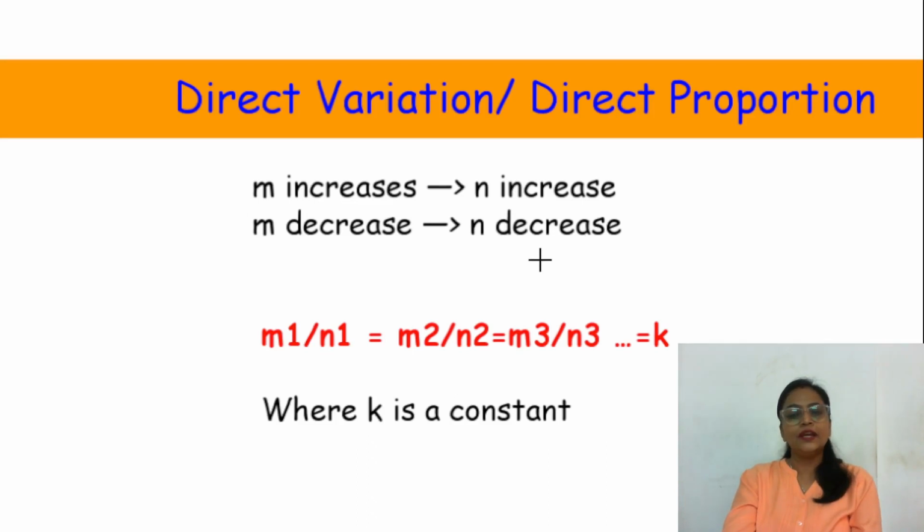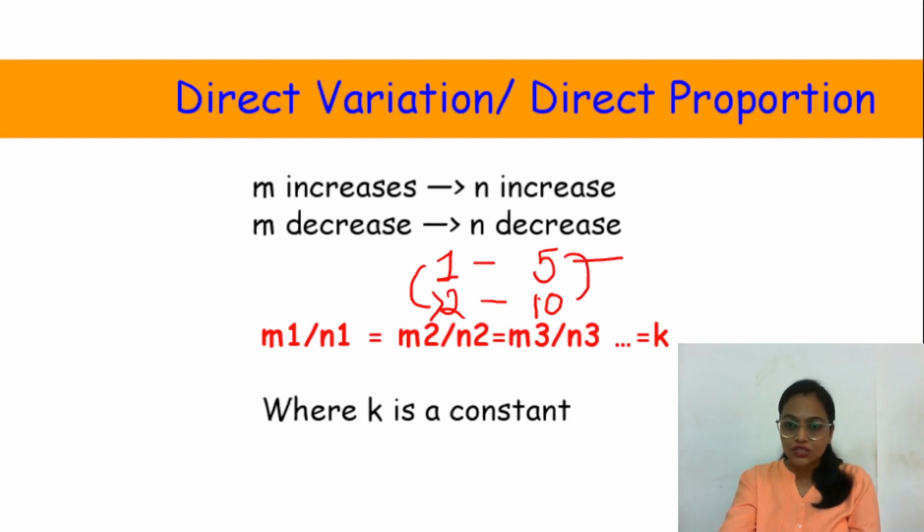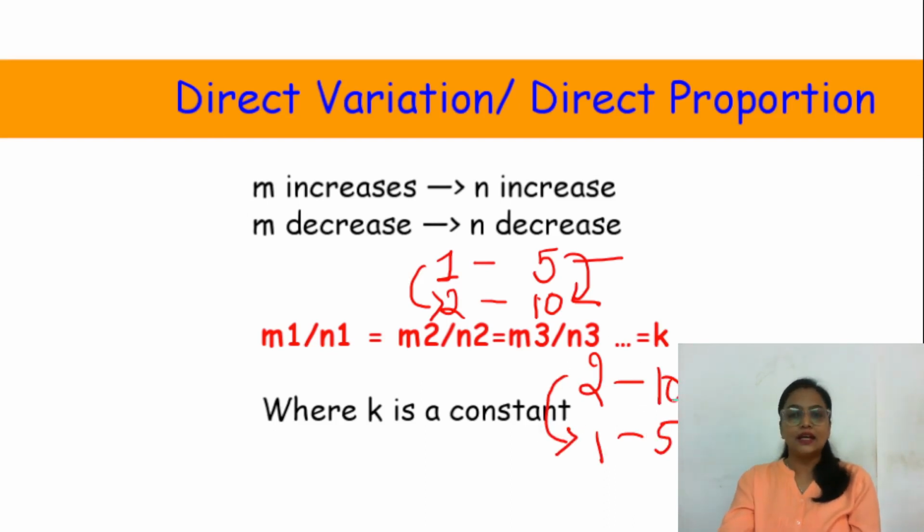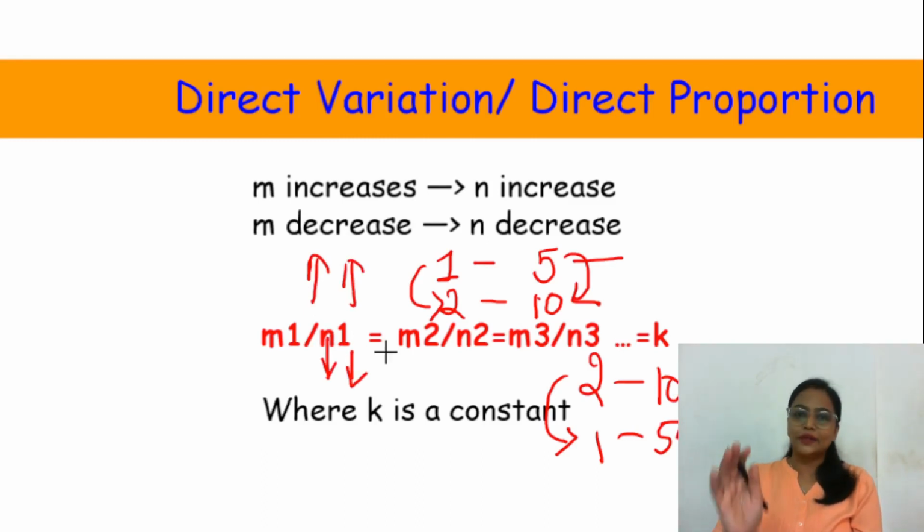For example, if we talk about pens, right? If one pen costs rupees 5, then two pens cost rupees 10, right? That is, if the number of pens is increasing, then the cost is also increasing. And if we take the reverse, for example, two pens cost rupees 10, so one pen will cost rupees 5. That is, if the quantity of pens is decreasing, then the cost is also decreasing, right? That is, one quantity is increasing, the other is also increasing; one is decreasing, the other is also decreasing, right?